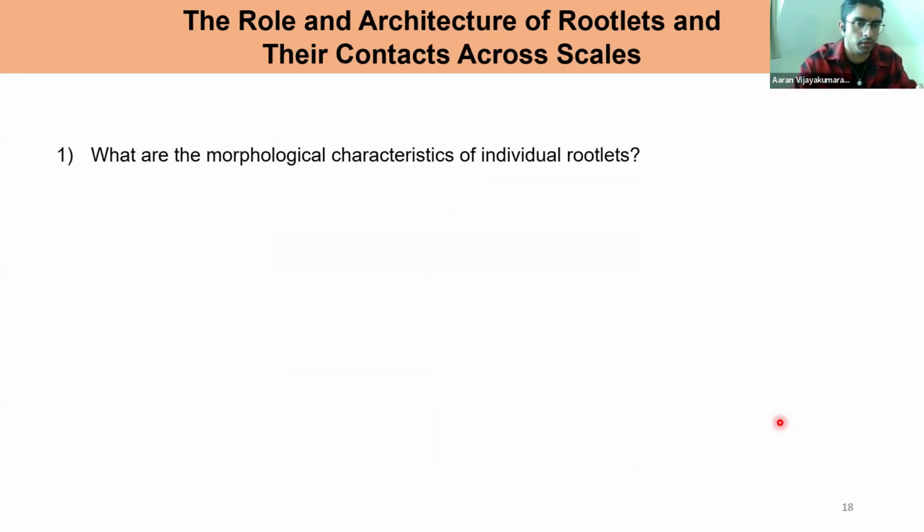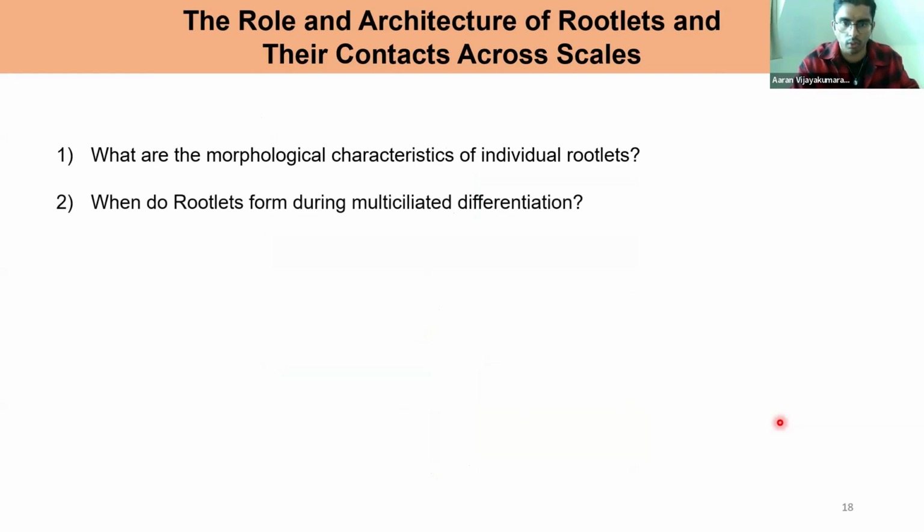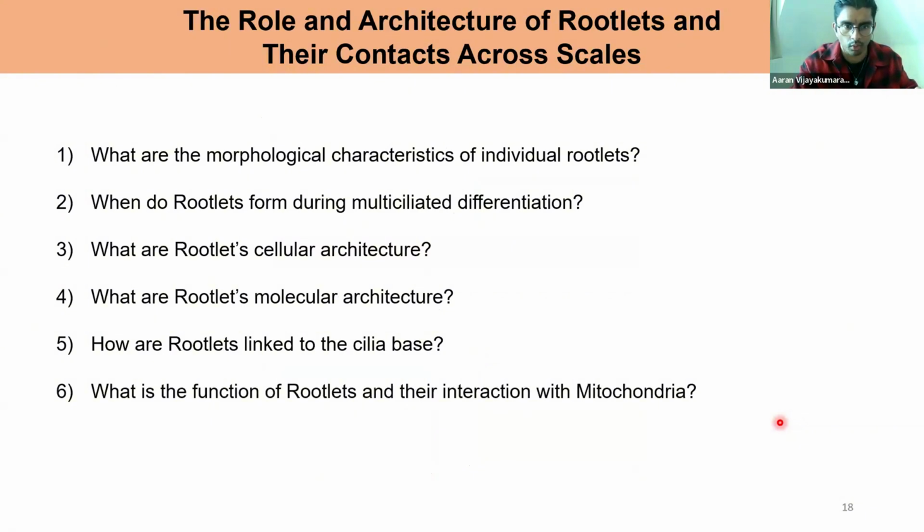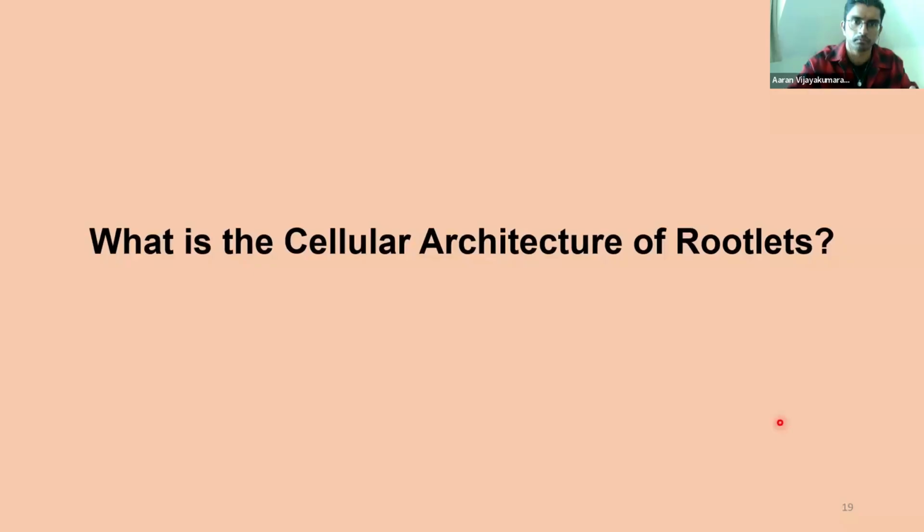And so we had individual questions that we wanted to answer. What are the morphological characteristics of individual rootlets? When do rootlets form during multiciliated differentiation? What is the rootlets' cellular architecture? What is the rootlets' molecular architecture? And how are rootlets linked to the cellular base? And most importantly, what is the function of rootlets and their interaction with the mitochondria? And just for time, we're just going to focus on those highlighted in orange.